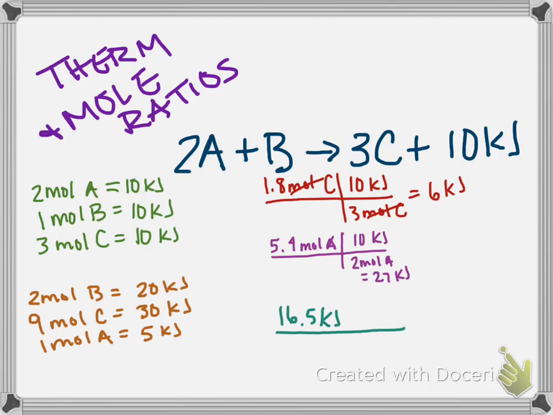The other way that you can see these problems is by actually starting with heat. You do the problems the exact same way. This time you're just going to have your ratio inverted so that kilojoules is on the bottom, so that kilojoules will cancel. So for this one, there are 10 kilojoules, and it depends on what I'm solving for. Let's say in this case, I am solving for B. So then I would have 10 kilojoules for every 1 mole of B. Kilojoules will cancel, and I end up with 1.65 moles of B.